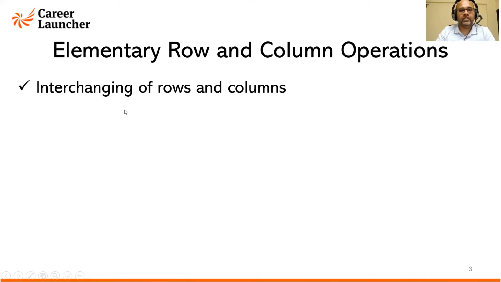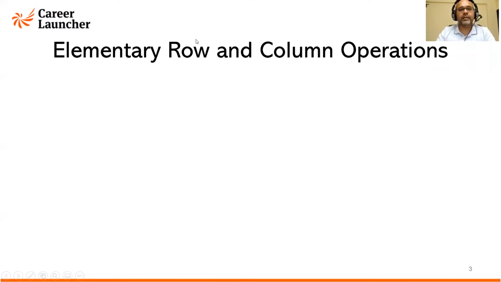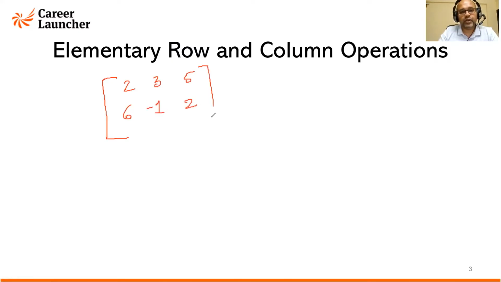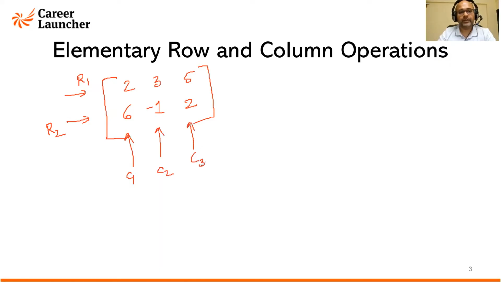The first operation is interchanging of rows and columns. Let us understand exactly what it means and how it can be done. Let us take a matrix. Let us say I have 2, 3, 5, 6, -1, 2. Now, this is your row 1. This is your row 2. Whereas these are your columns: column 1, column 2, and column 3.